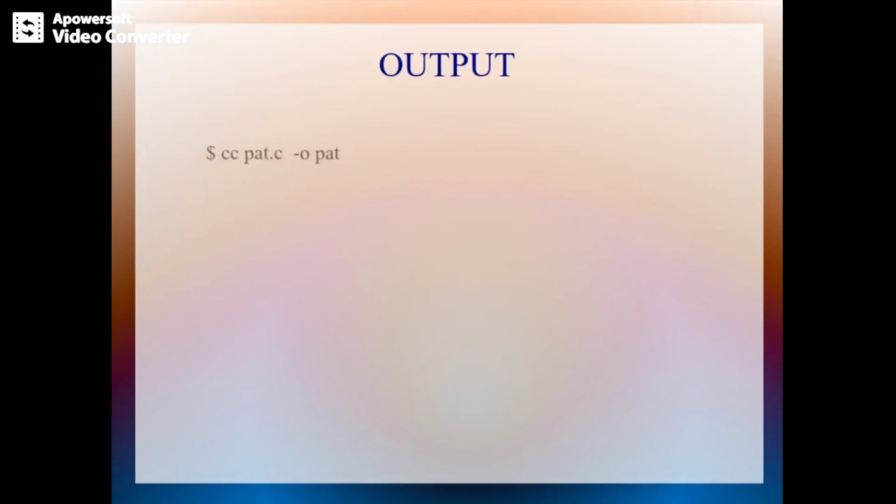Let's see the output. How to compile? I'm going to compile in this way: cc, or instead of cc you can use gcc, pattern.c. That's the program name. Whatever program I have written is named pattern.c. And -o pat. What is this -o? It means the output I'm going to store in pat. If pattern.c compiles successfully without any error, then the output gets stored in pat.